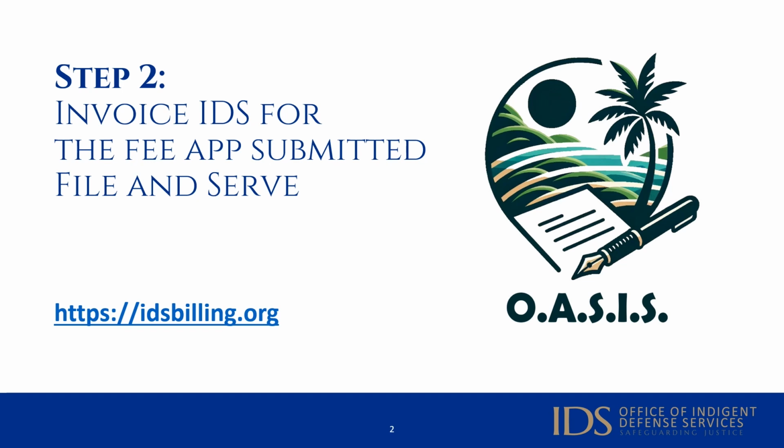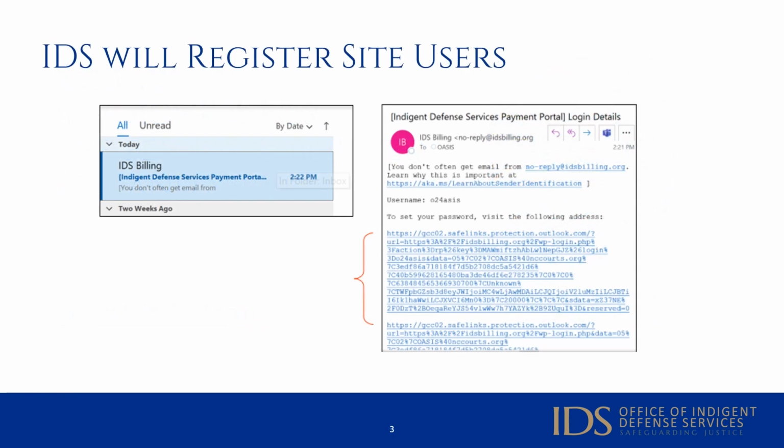But first, here's a look at what you will encounter once your OASIS account has been set up by IDS and you go to log in for the first time. We will cover resetting your password and using two-factor authentication, which is a step required by the judicial branch. OASIS accounts are set up only by IDS.